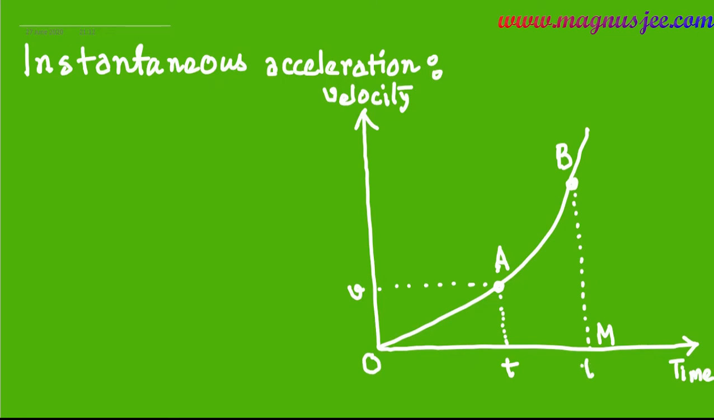The body will be at the point B at the instant of time t plus delta t, where delta t is a small difference in time. We can draw a normal from A to BM, a straight line parallel to the time axis. When the body is at the point B, it will have the velocity v plus delta v, where delta v is a very small difference in velocity. The value of AC is delta t, which is a small interval of time, and the value of CB is delta v, which is a small difference in velocity.